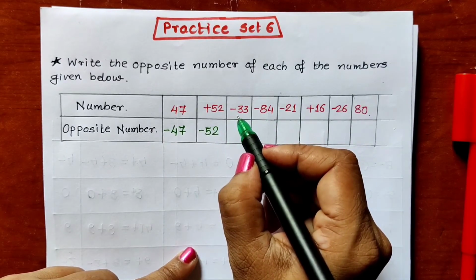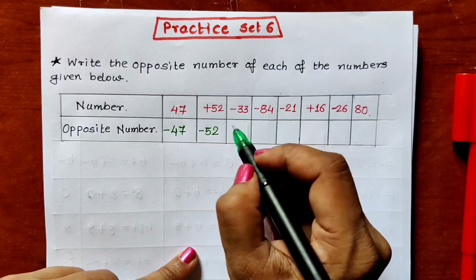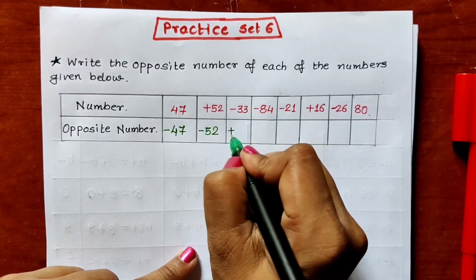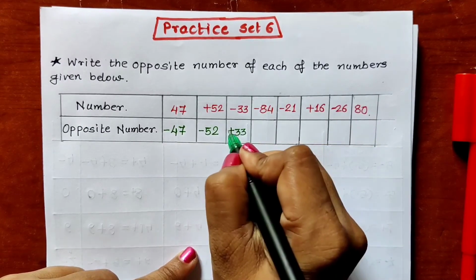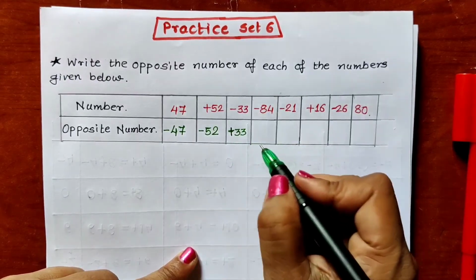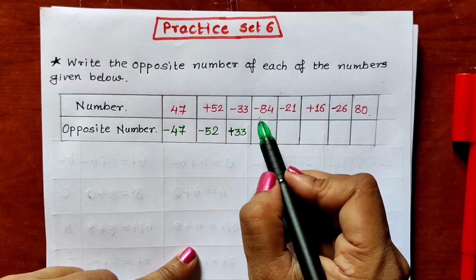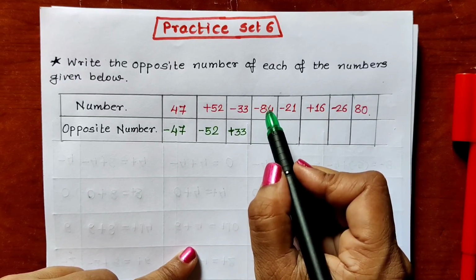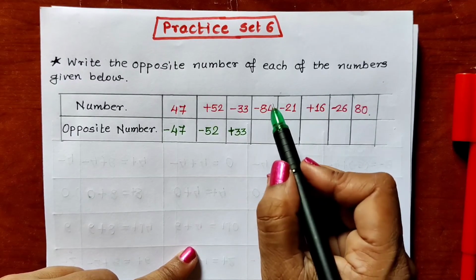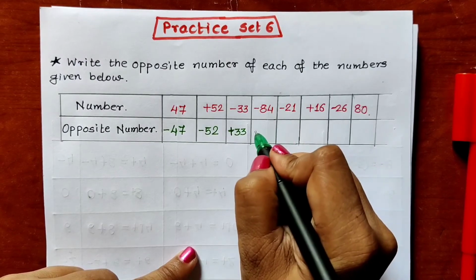Third number is minus 33. Minus sign is there, so its opposite number will be plus 33. If you want, you can put a plus sign. Otherwise, if you don't put any sign, it will still be plus 33. Then minus 84 is the given number. We will have to write its opposite number. So the opposite number of minus 84 will be plus 84.